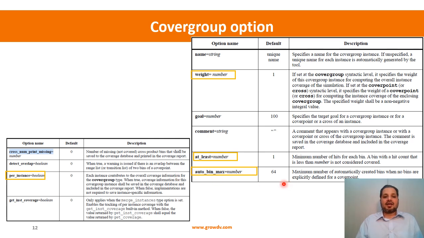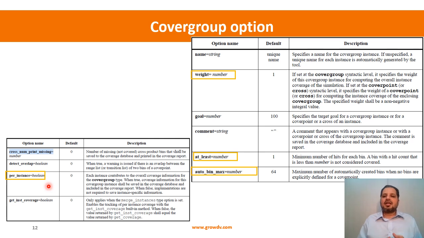We have looked at a few examples as well in the prior. Then you have the cross_num_print_missing. So this enables you to control whether the bins that are not hit should be reported, because sometimes they can be many, so they have provided that option. Then you have detect_overlap. So you are defining either the range bins or the transition bins. Sometimes we have seen in our own examples that we had overlapping values in the two bins, right? So overlapping ranges can be there in the two bins. If you want that to be reported as a warning, then you can set detect_overlap. And then you have per_instance option, which is an important one.